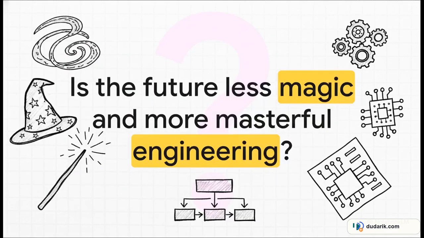So, I'll leave you with this one final thought to chew on. As the AI systems we build get more and more complex, is the path forward less about finding the right magic framework and more about embracing masterful, transparent, and explicit engineering? It's a big question, and the answer might just shape how you build your next big thing.